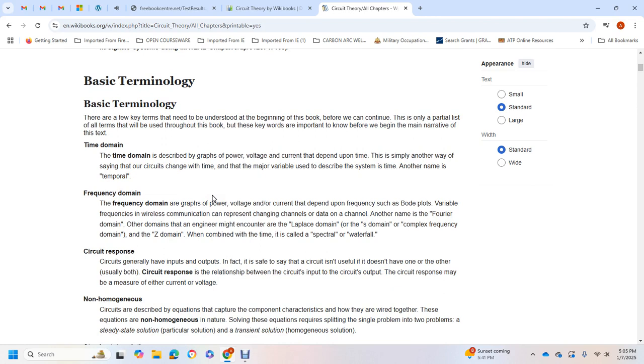Frequency domain is the graph of the power, voltage, and current depending on the frequency of the signal. Plots with the variable being the frequency, as in wireless communication, representing changing channels, the data channel one after another, or the Fourier domain. Other domains engineers might encounter are the Laplace domain, or the S domain, commonly the complex frequency domain, and the Z domain, which combined with time is also called the spectral waterfall.